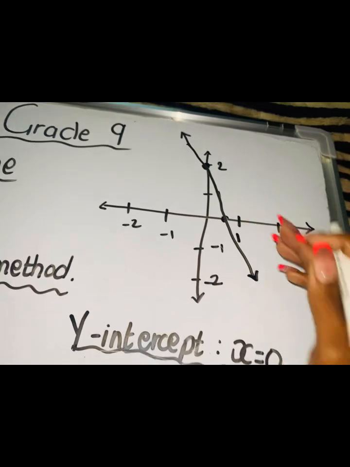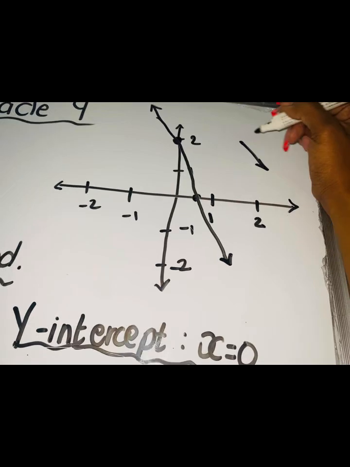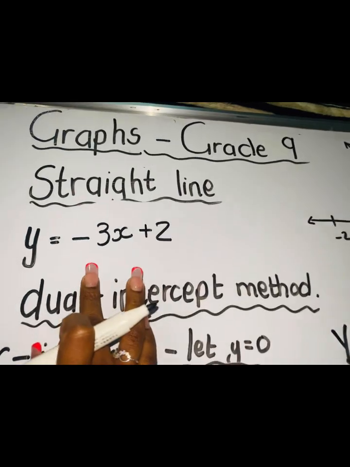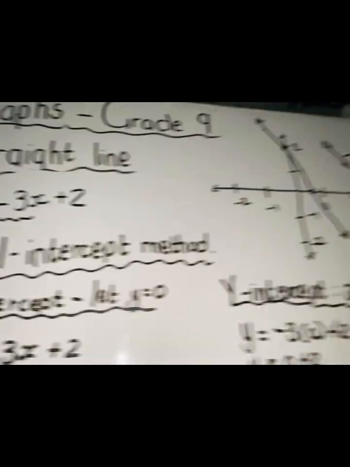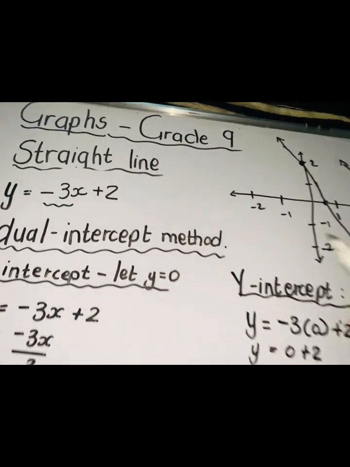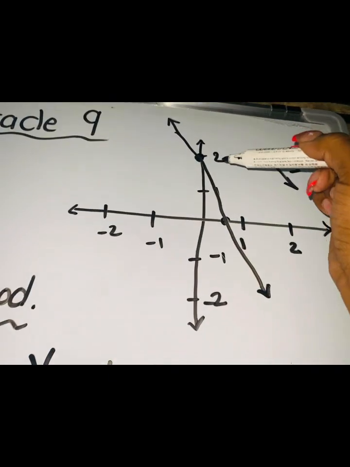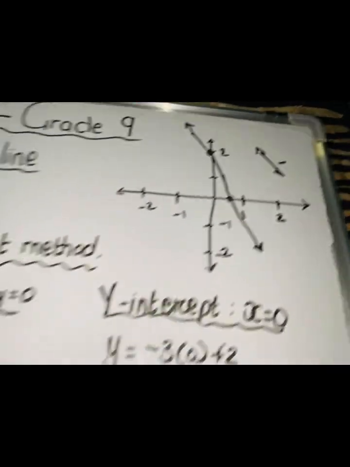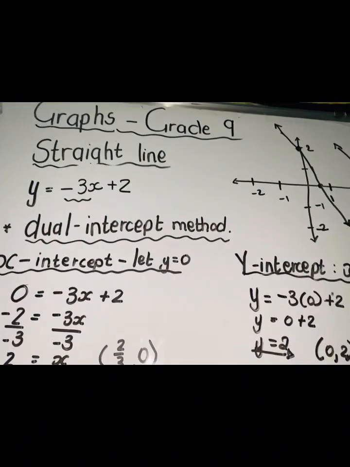Now look at the line, look at the gradient. Do you see where the gradient is going? It's going in this direction, meaning it's negative. And how would you find out? From your equation, look at this gradient. It's a negative gradient, hence our line is moving in that direction. And with this +2, it means that our graph is cutting here at +2 on the y-axis. Yes, and this is how you draw a straight line.